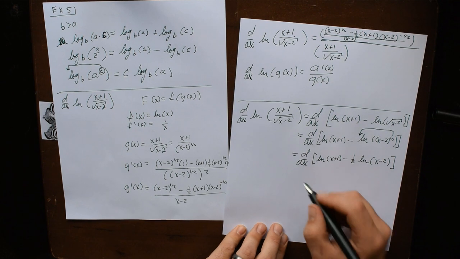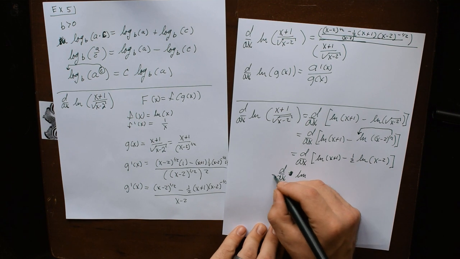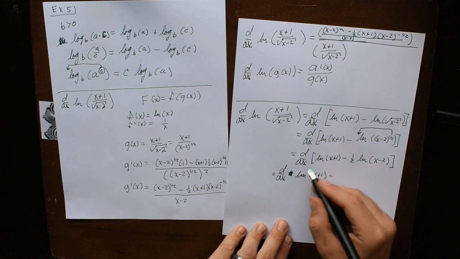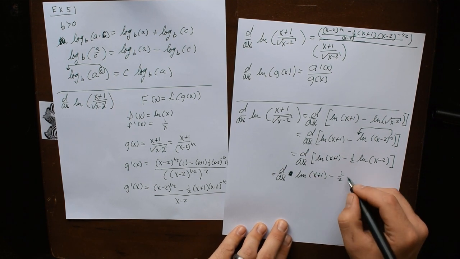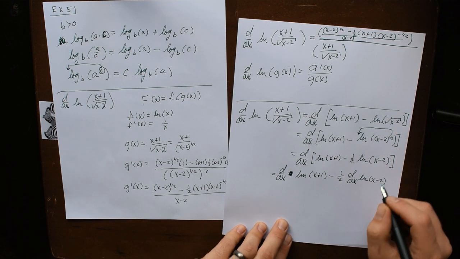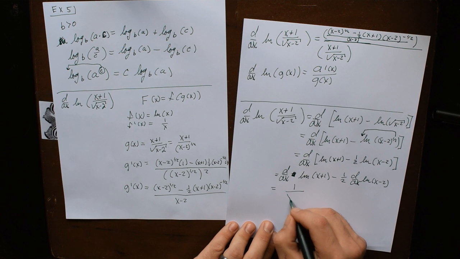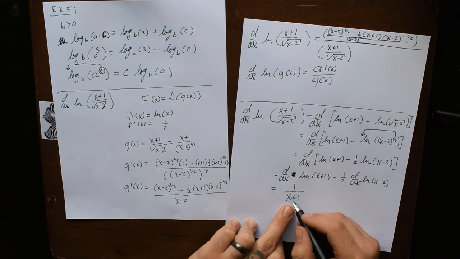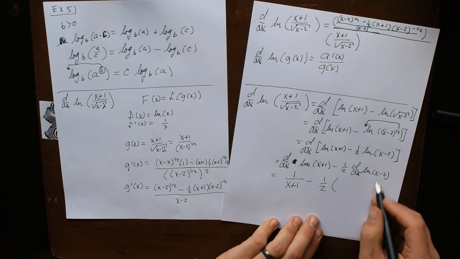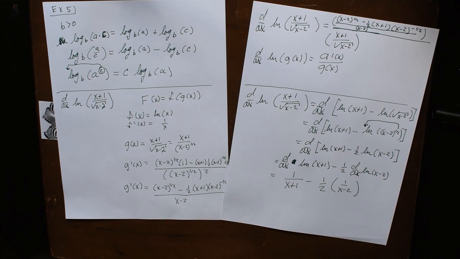Derivatives distribute over addition and subtraction, so this is equal to the derivative with regards to x of the natural log of x plus 1 minus, constants can come out in front of derivatives, 1/2 of the derivative with regards to x of the natural log of x minus 2. Now we can take these derivatives. This is equal to 1 over x plus 1 times the derivative of the inside, which is just 1, minus 1/2 times 1 over x minus 2 times the derivative of the inside, which is just 1.